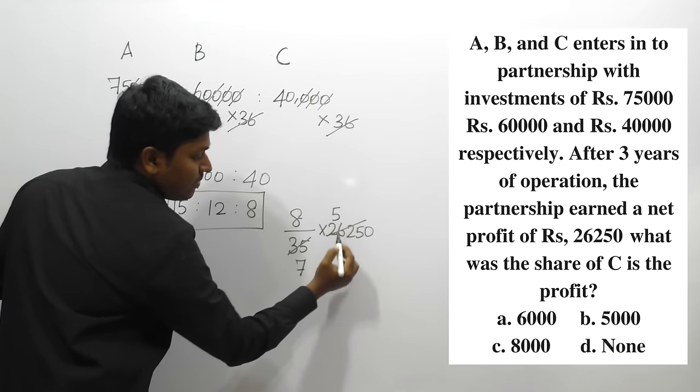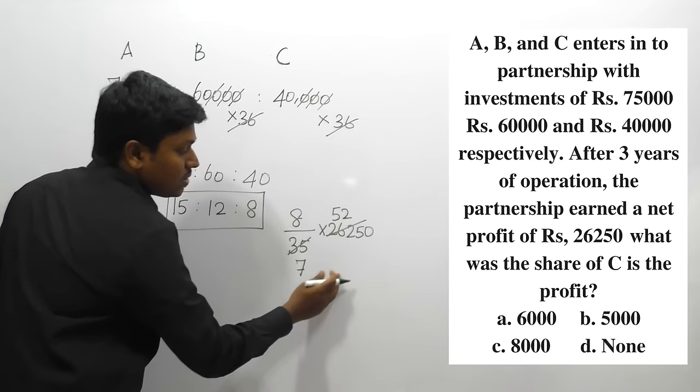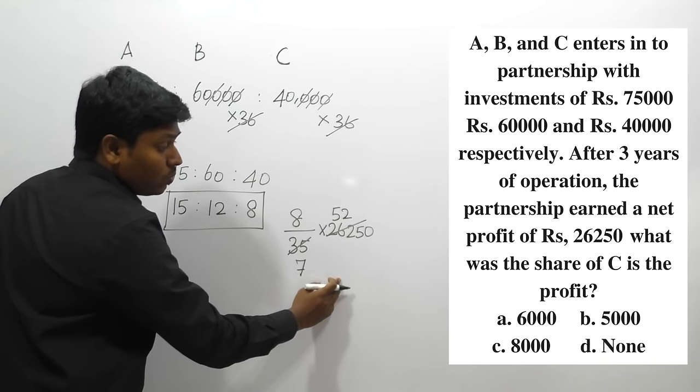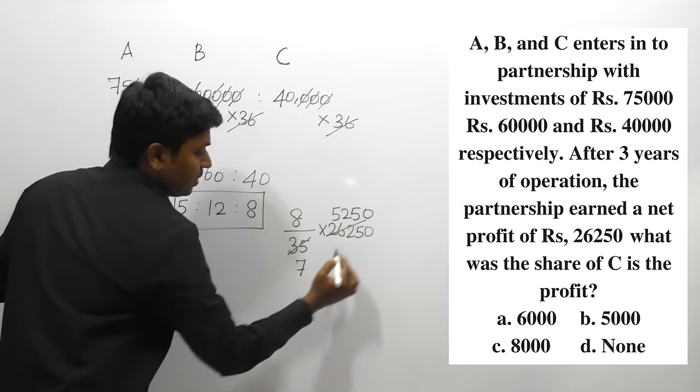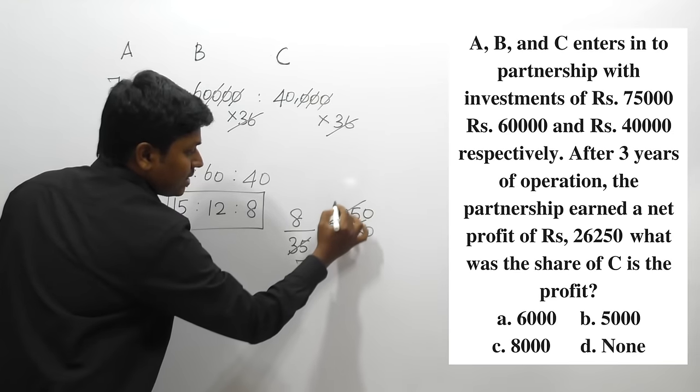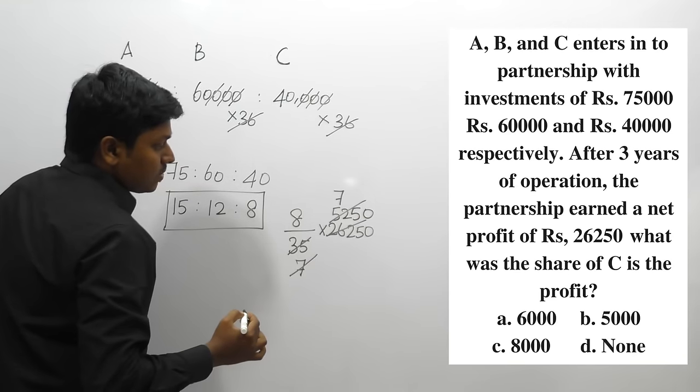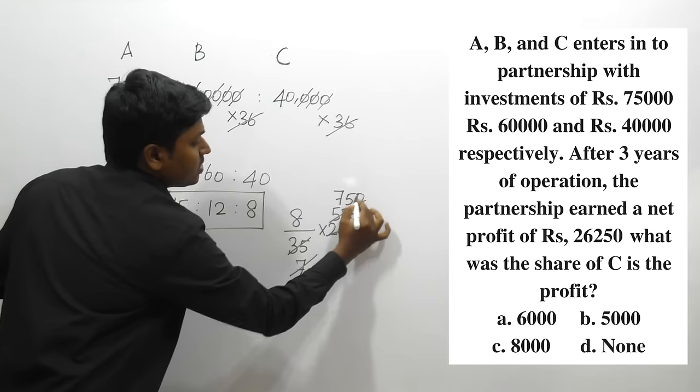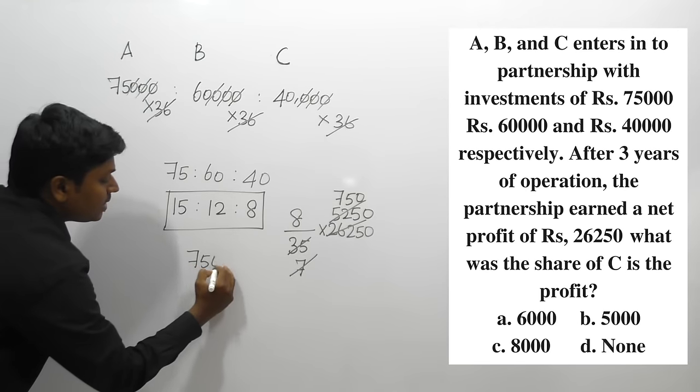So 5 5s are 25, remainder will be 1. So 5 2s are 10. So the remainder will be 2, right? So 5 5s are 25, nearer it is 0. So friends, I think we can cancel this on 7 table. 7 7s are 49. So the remainder will be 3. So 750, friends. So finally, we got 750 into 8.